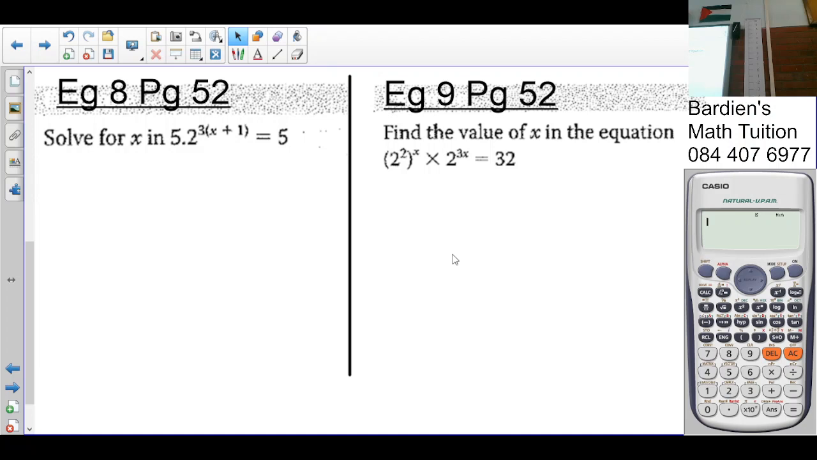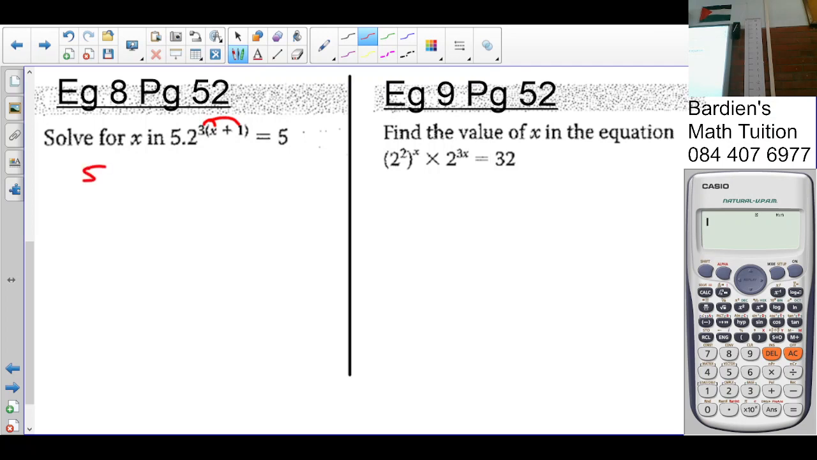Alright. So let's look at example 8. Where do we start here? Multiply the 2 and the 5. Not so? Can we multiply 2 and 5? No. Why? Because of the exponent. Can't. So what do we do first? Multiply that in. Is that what you're saying?